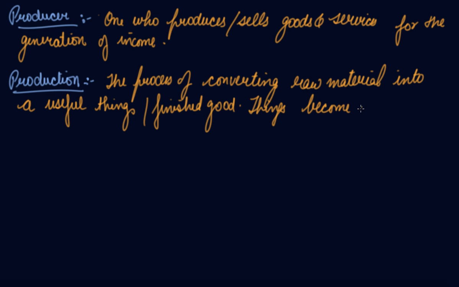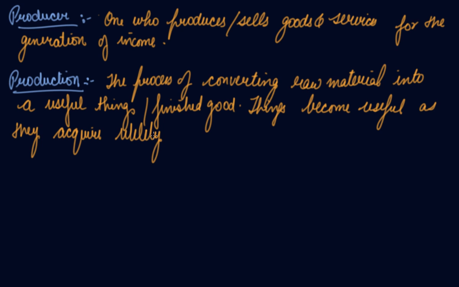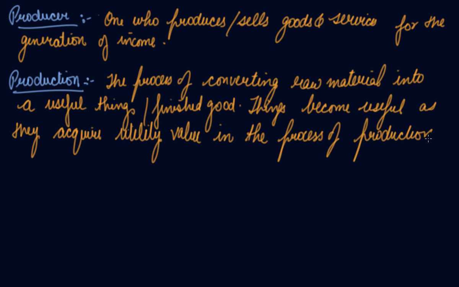Things become useful as they acquire utility, value in the process of production. Because see, cotton is a raw material and you produce a shirt. So the process is the production process, because you are adding some utility value to the good, that is shirt, from the cotton. So that is your production process.